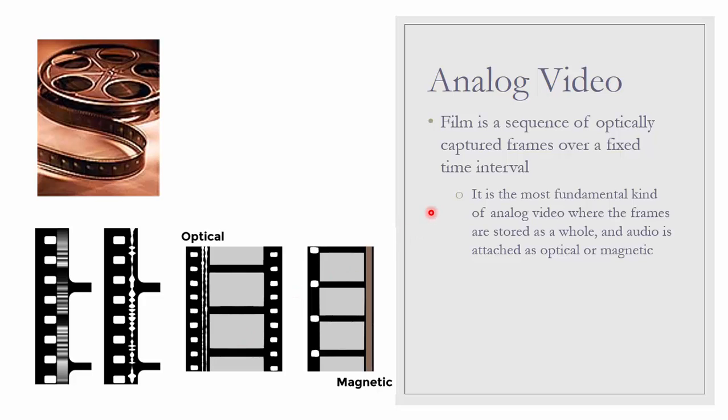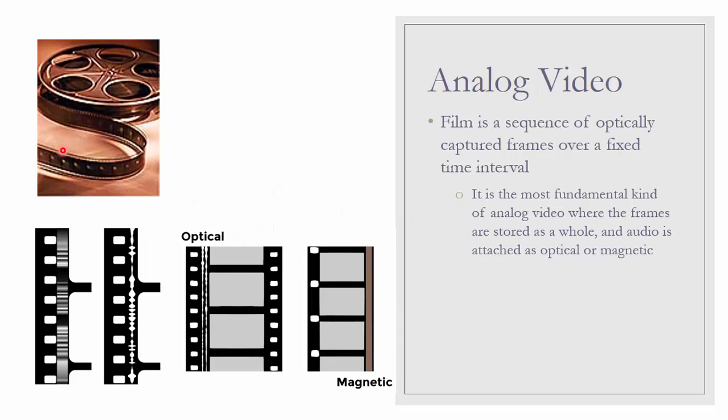Let us talk about analog video. This technology actually is dying off when analog terrestrial television has been phased out. But anyway, let us look back and see where we came from, and let us not forget this is also a knowledge. Analog video started with film. Film is a sequence of optically captured frames over a fixed time interval. It is the most fundamental kind of analog video where the frames are stored as whole.